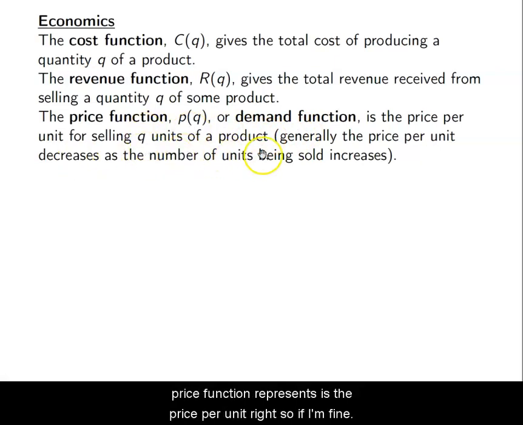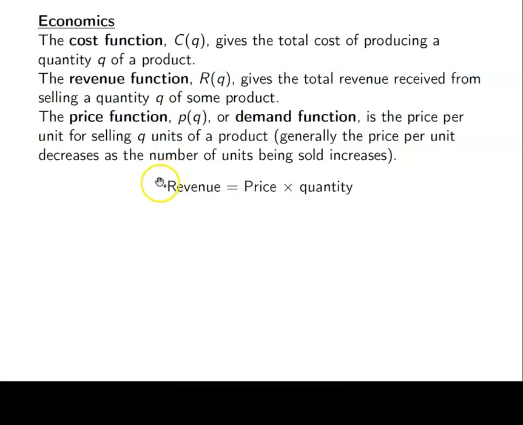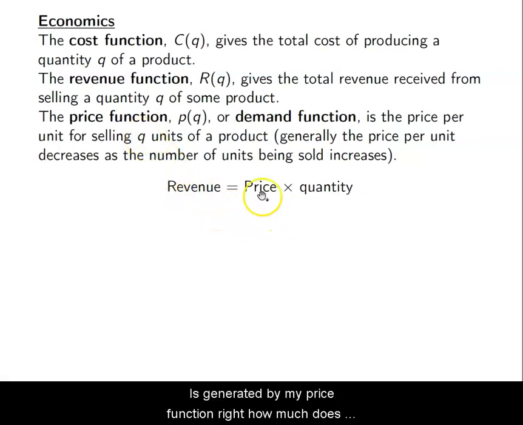It's the price per unit, right? So if I'm buying 100 cupcakes, it'll cost me less per cupcake than it does when I have to buy just one cupcake. Okay. So my revenue is generated by my price function, right? How much does it cost per item times the quantity of items I'm going to buy. Okay.